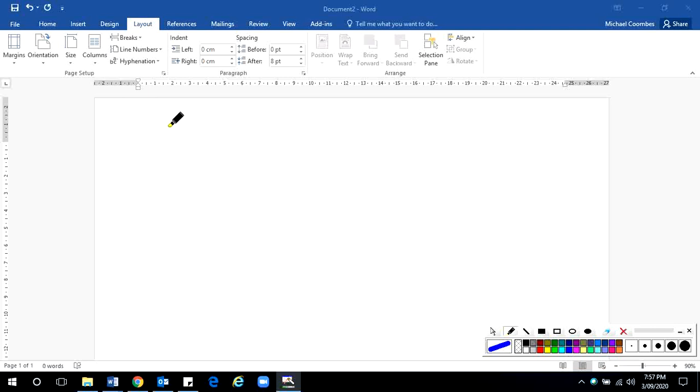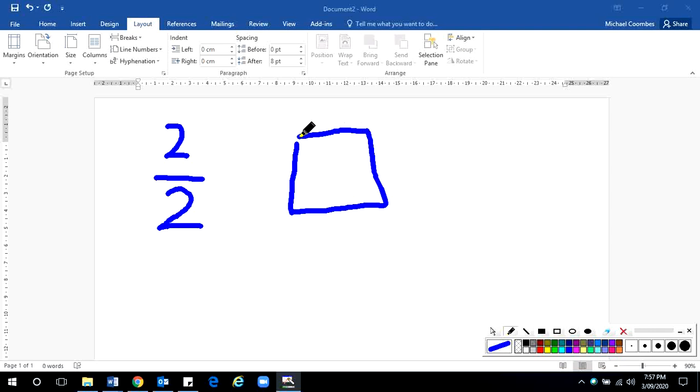Okay, so that's 2 over 2, or 2 out of 2. 2 halves would be another way of saying it. Probably the correct way is 2 halves. So if we think about what that looks like in a shape, okay, I'll draw a terrible looking square.